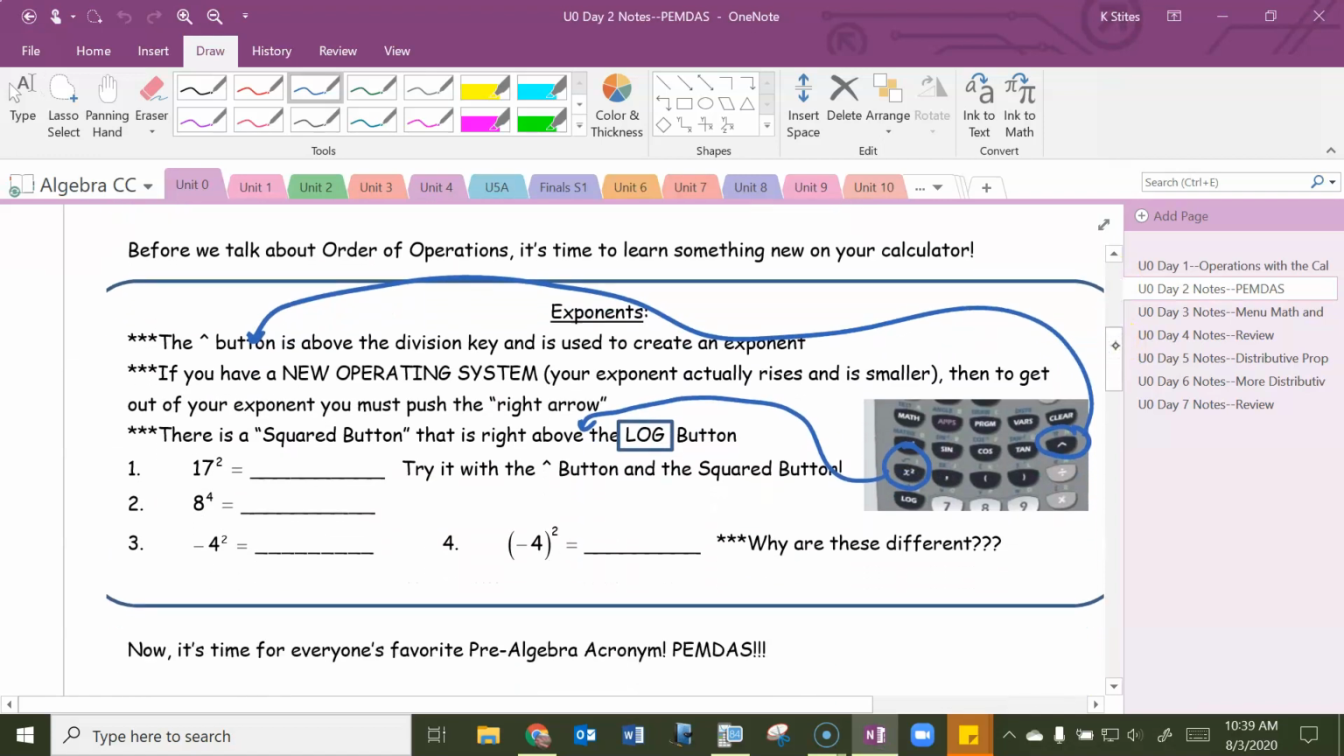Before we talk about order of operations, I'm going to show you one more thing with your calculator, and that is how to use exponents. So the caret button, that's this little arrow here. We can see it over here. You're going to use that to create an exponent. Now, if you have the new operating system, which means that your calculator is newer, your exponent actually rises and is smaller. So let me show you what that looks like.